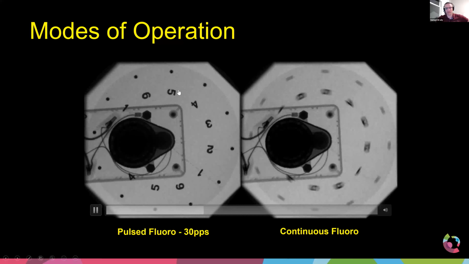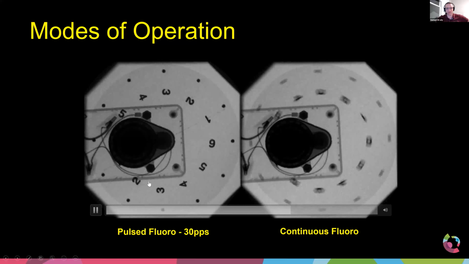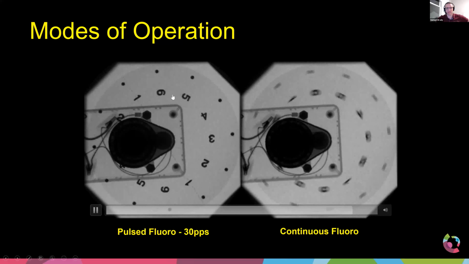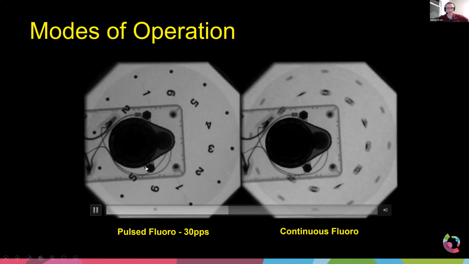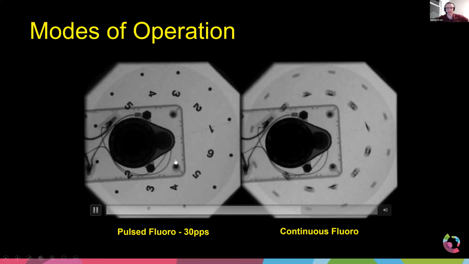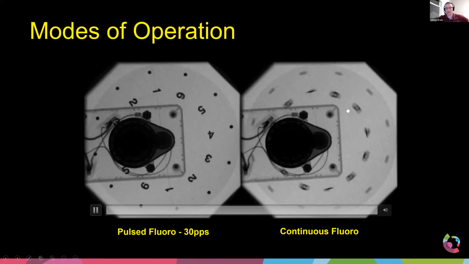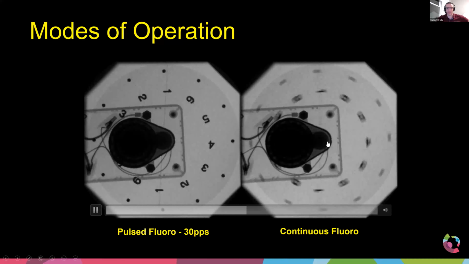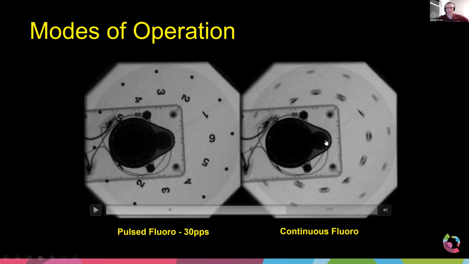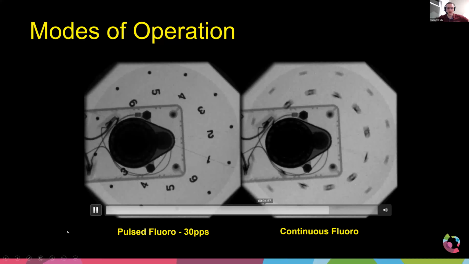You can see it crisply and distinctly, so the temporal resolution is really good. You can read the numbers. You can see these wires. These wires are different thin gauges. Whereas over here, you can still see the wires a little bit, but you really can't read the numbers. They're just being blurred out because that motion is being collected over 33 milliseconds.